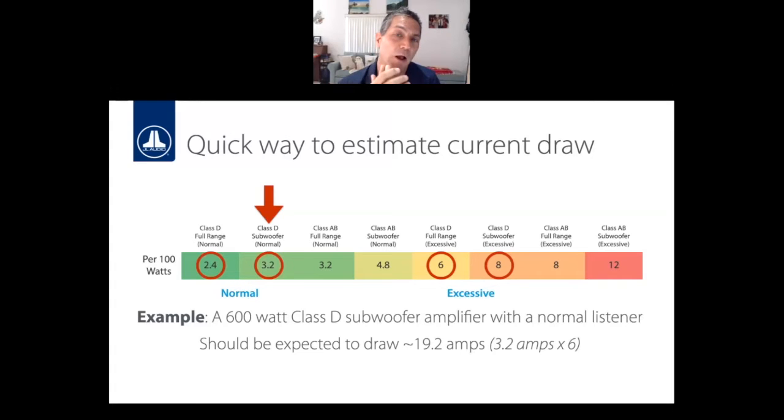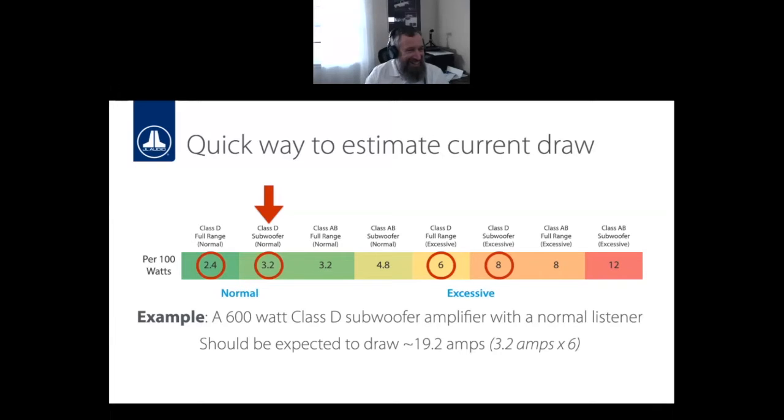So we good? How many of you guys sell to excessive listeners? Every hand should be upright.